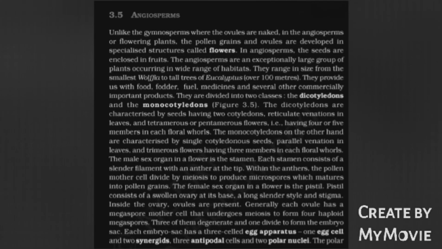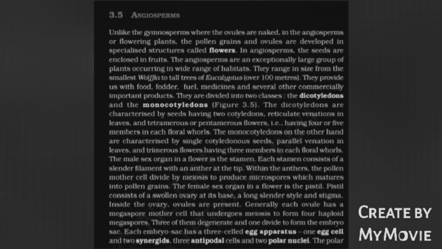Angiosperms. Unlike the gymnosperms, where the ovules are naked, in the angiosperms or flowering plants, the pollen grains and ovules are developed in specialized structures called flowers. In angiosperms, the seeds are enclosed in fruits. The angiosperms are an exceptionally large group of plants occurring in a wide range of habitats.